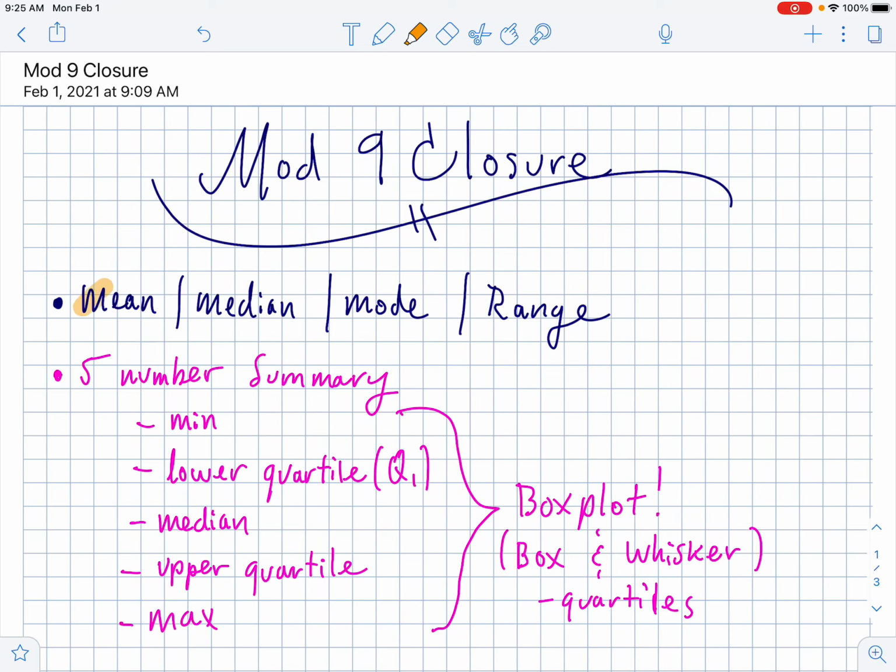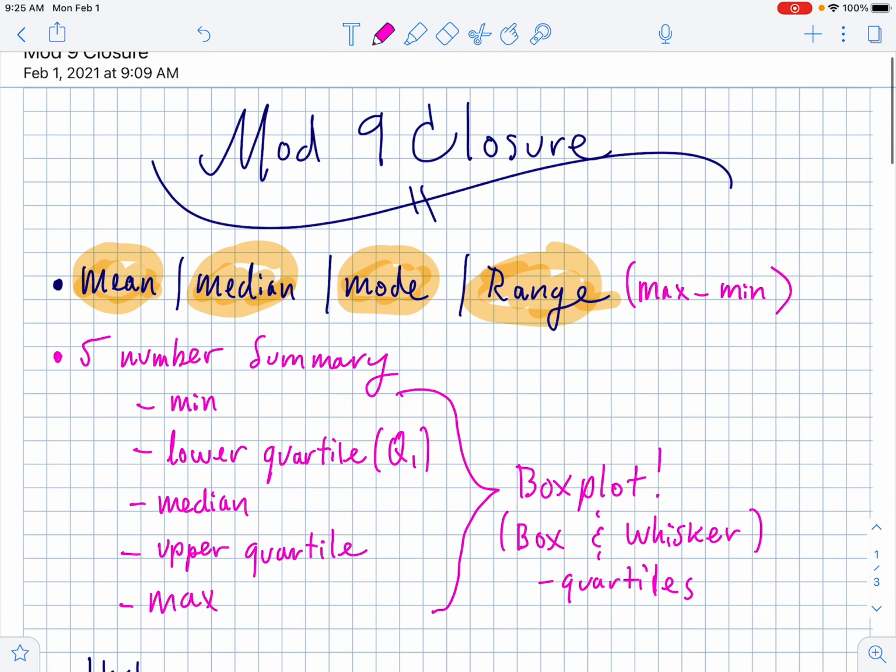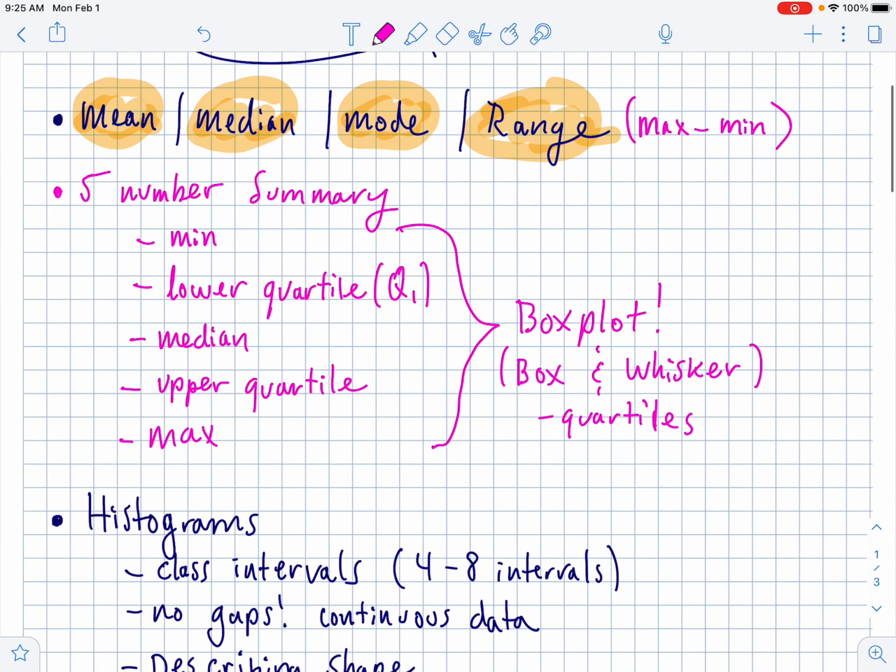Or from Mod 9. So the first things we started out with: mean, median, mode, and a little bit of range. Remember, mean is like the average. Median is the exact middle. We use mostly the cross off from the ends method. The mode is the data that occurs the most, and the range is the top minus the bottom. Another way to say that is the max minus the min. It's how far the data ranges.